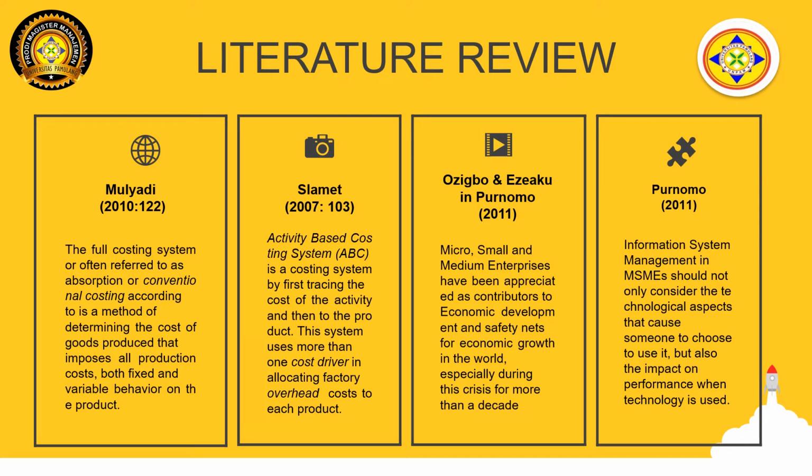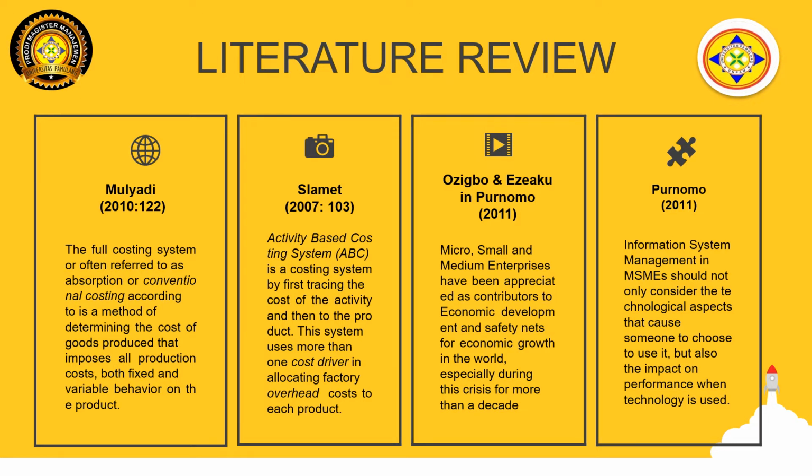In this chapter, we would like to discuss the literature review. In the first theory, we use the theory from Mulyadi in his book around 2010. The full costing system, often referred to as absorption or conventional costing, is a method of determining the cost of goods produced that imposes all production costs, both fixed and variable, on the product. Next, from Slamet, the activity-based costing system, or ABC, is a costing system that first traces the cost to the activity and then to the product. This system uses more than one cost driver in allocating factory overhead costs to each product.